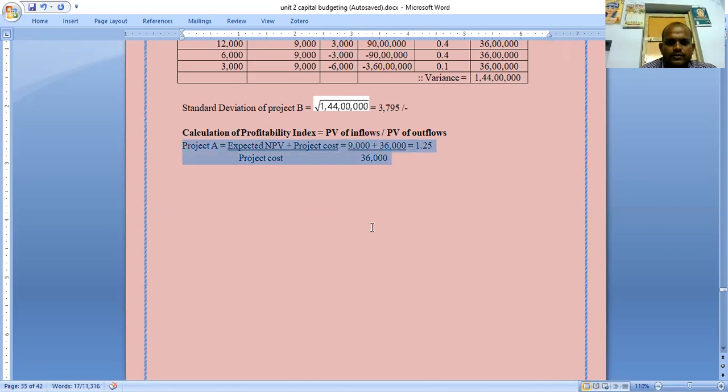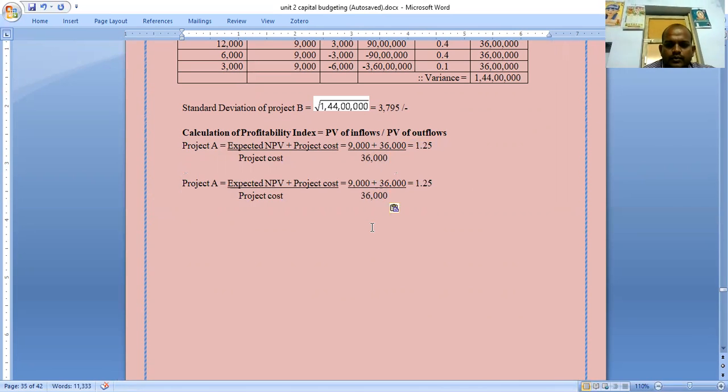Same procedure for project B. Expected NPV plus project cost divided by project cost. So PV of inflow, project cost is nothing but PV of outflows. So 9,000 is the same, but here the outflow is 30,000. Here also 30,000. So profitability index is 0.30.